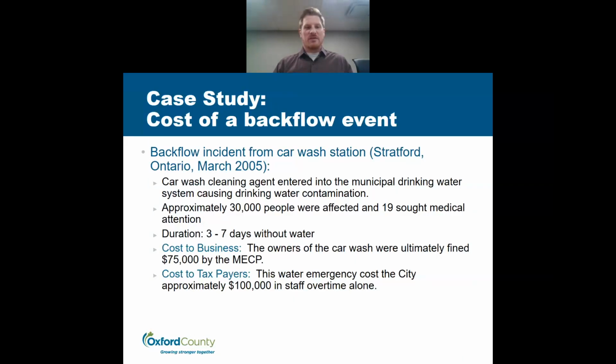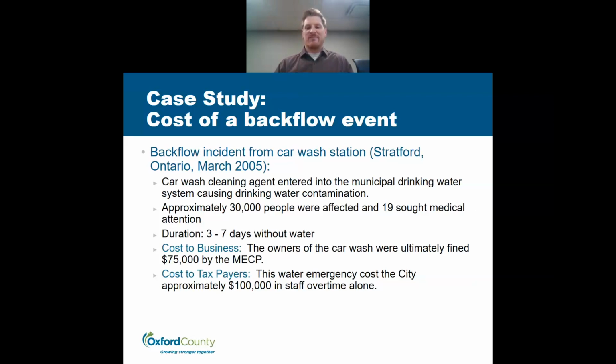Looking at a fairly local incident in Stratford, Ontario, car wash cleaning agent entered into the municipal drinking water system. Approximately 30,000 people were affected, 19 of whom sought medical attention. Many of those residences were without water for 3 to 7 days. Ultimately, the car wash owner was fined $75,000 by the MECP for the event, and the water emergency cost the city approximately $100,000 in staff overtime alone.